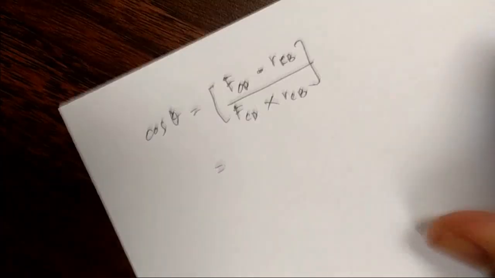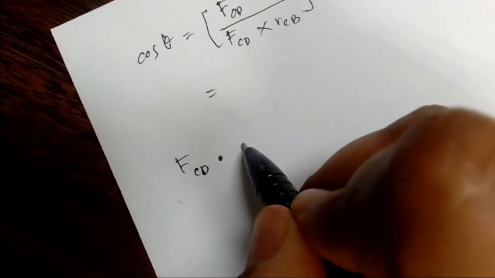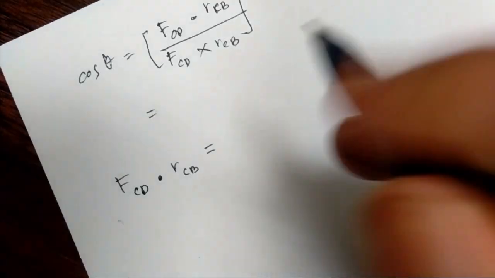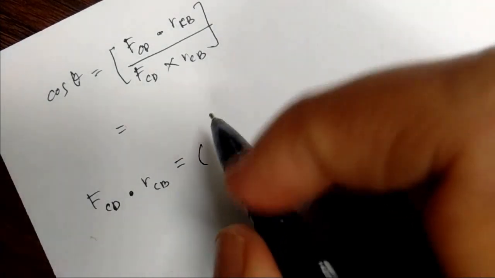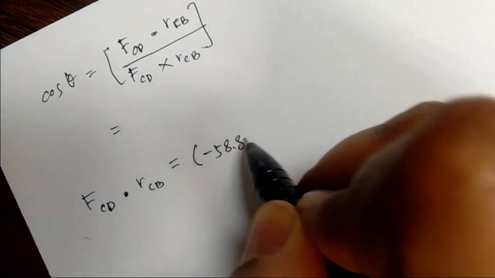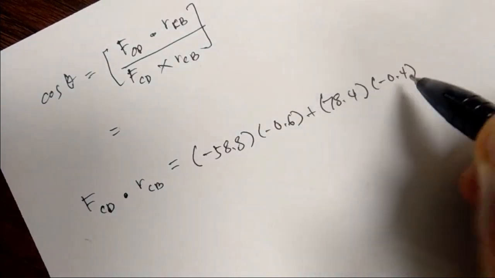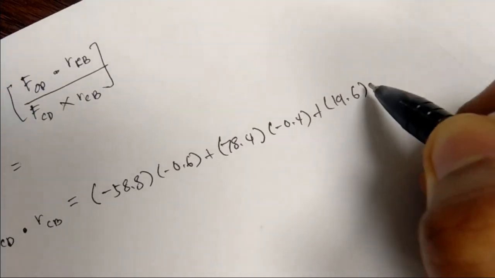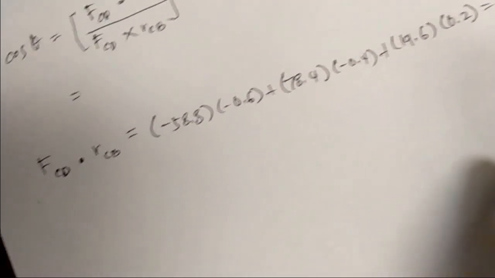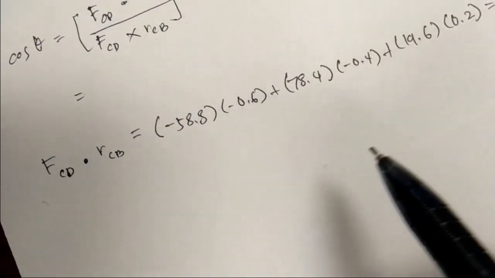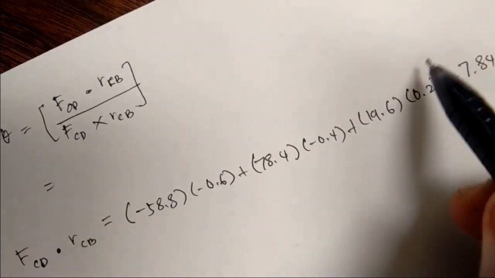Okay, so FCD dot product with RCB, you will simply multiply x with x, y with y, and z with z. Remember the dot product formula: negative 58.8 times negative 0.6, plus 78.4 times negative 0.4, plus 19.6 times 0.2, equal to 7.84 Newton meter. Okay, so from here substitute into this equation.